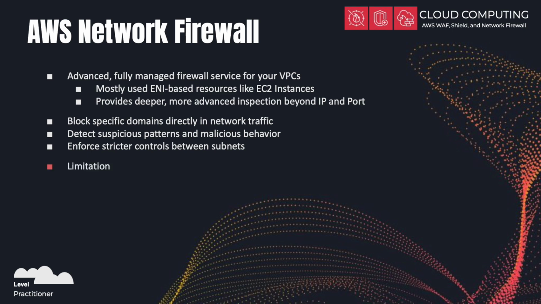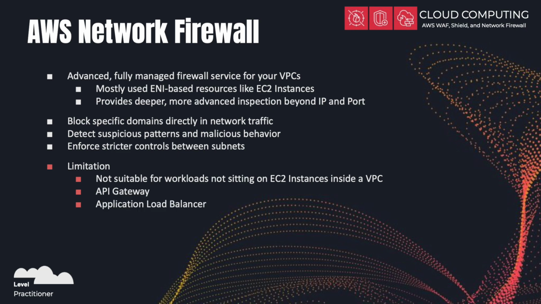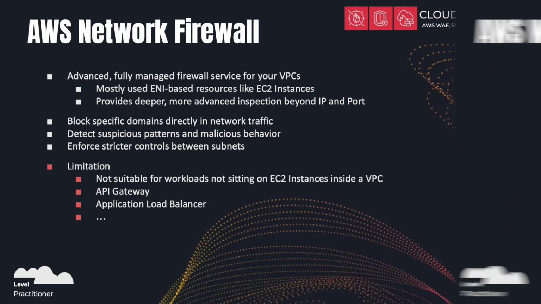Now, not every workload you run will sit directly on an EC2 instance inside your VPC. You might have an API Gateway endpoint in front of a Lambda function, or an Application Load Balancer that routes traffic to a group of instances or containers. For those types of workloads and services, AWS Network Firewall can't do the job, and that's where AWS WAF comes in.